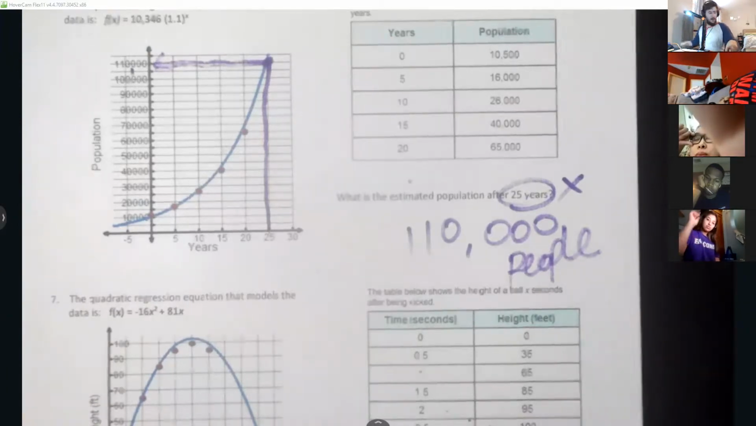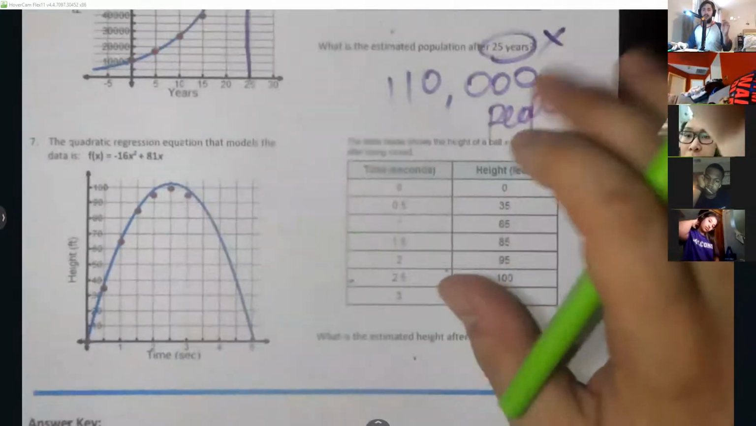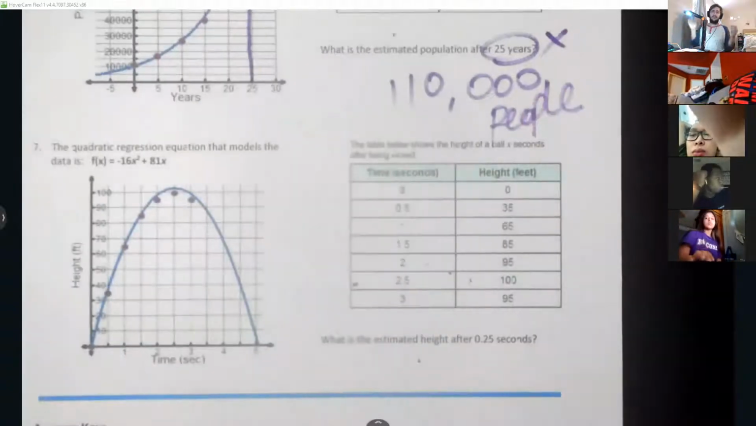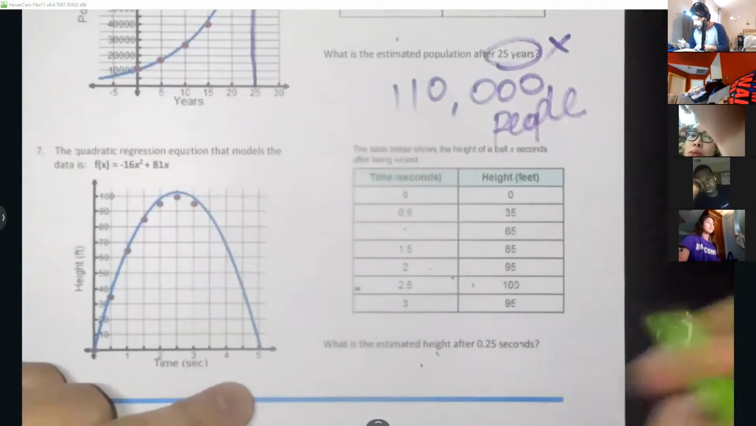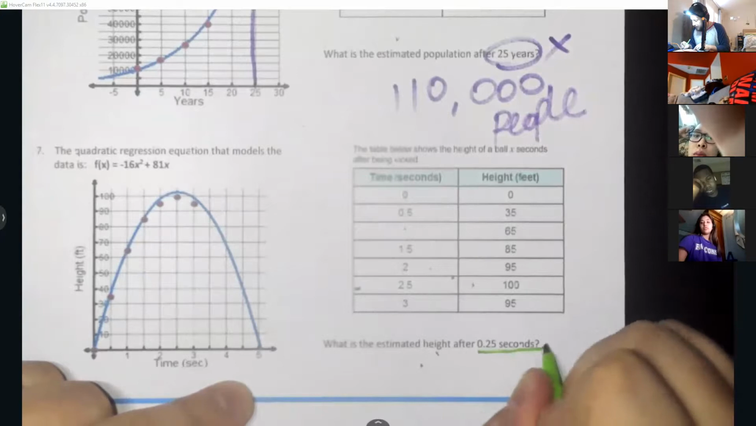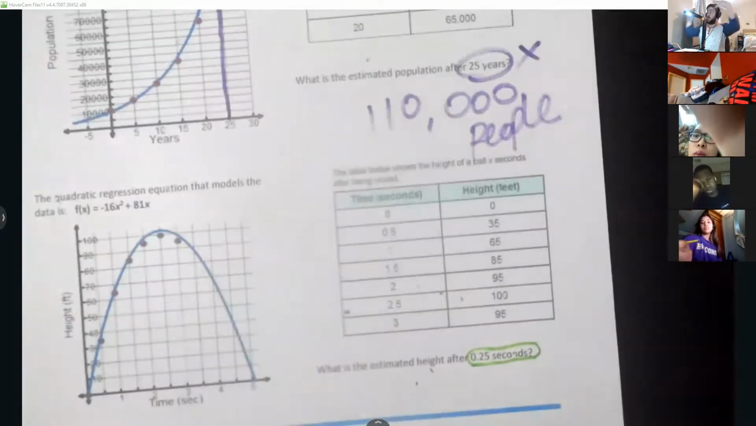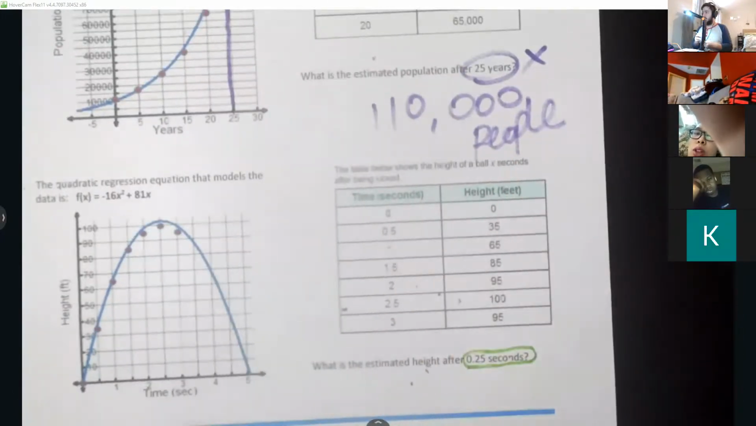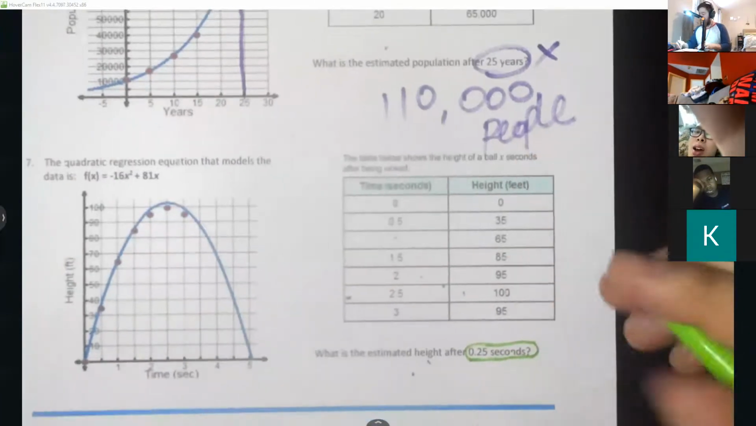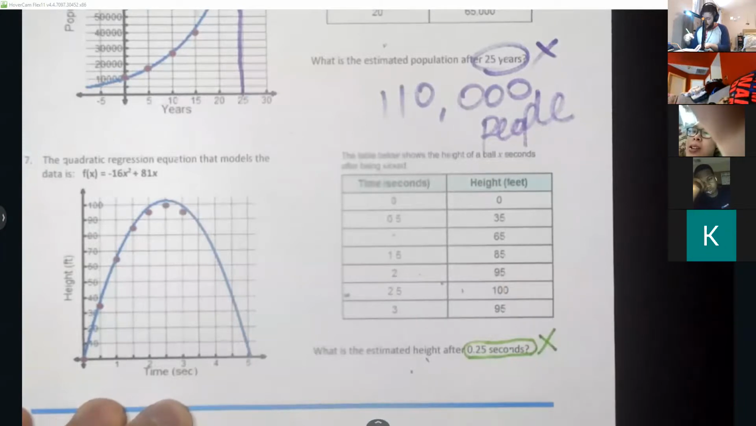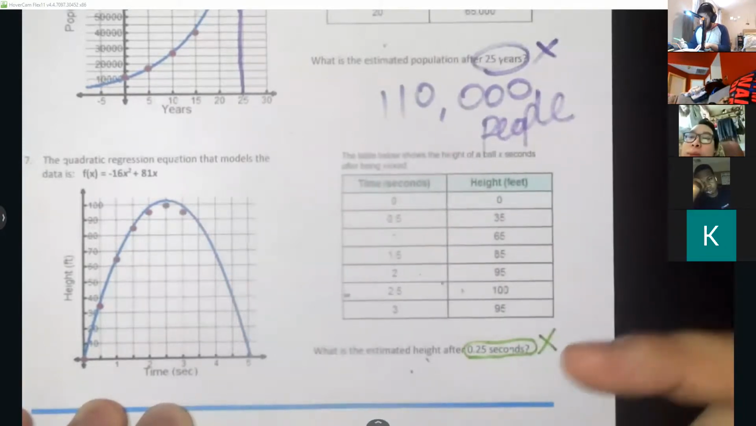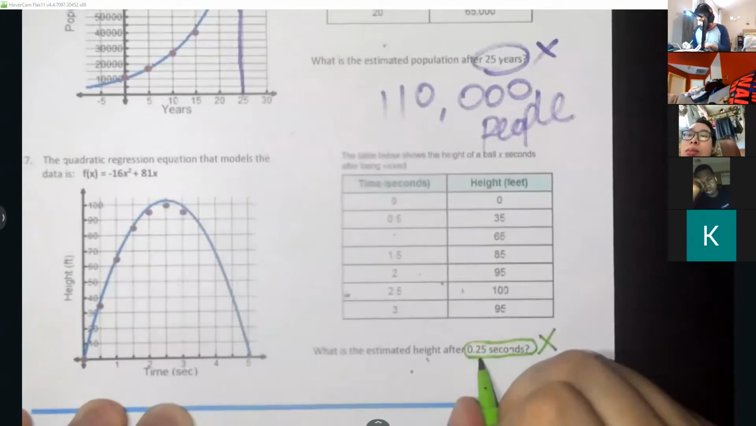Switching pens. All right, last one here. Oh, I almost gave away the answers. So we got another one here. Time and height. Again, what is the estimated height after 0.25 seconds? Again, we got to be able to recognize what did they give us? Well, time is an X and the Y is height. Perfect. So X is what they gave us. Y is what we're looking for. So remember, that's 0.25 seconds.